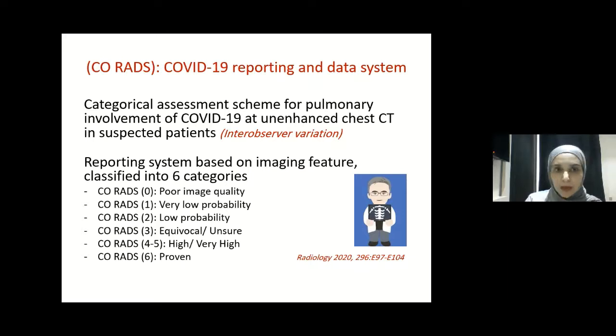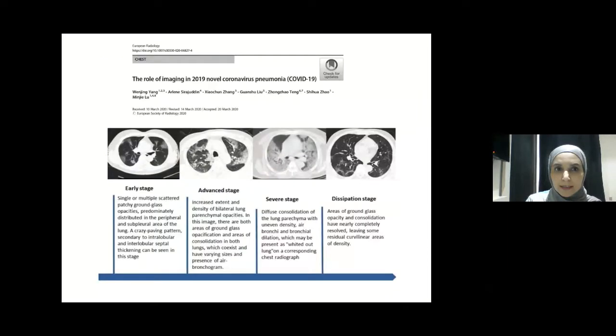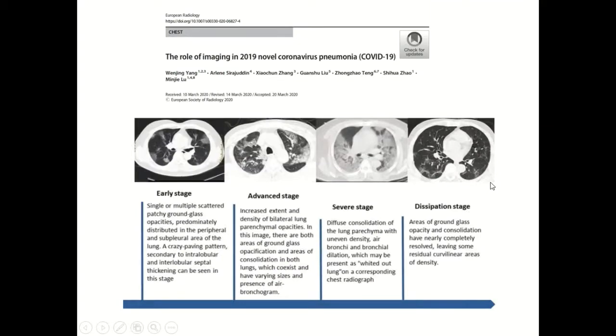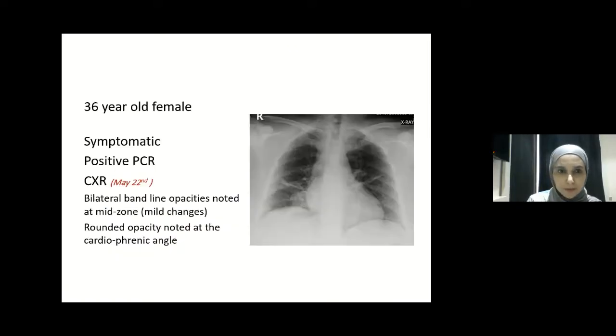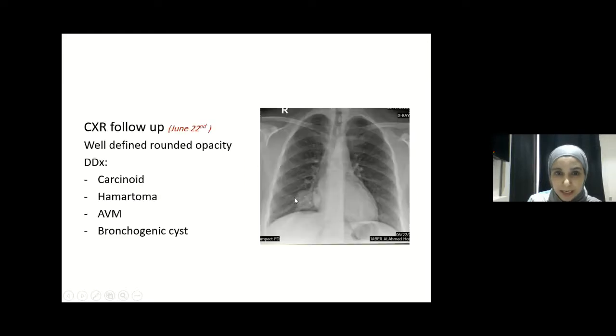Okay. This is another figure from European Radiology. A nice figure was released in the literature showing the different stages of the disease, where it can start with ground glass opacity and end up with ARDS, and it's not uncommon to see minor residual findings on imaging post-treatment. Symptomatic patient tested positive with an incidental finding in the right paracardiac area with a differential diagnosis.